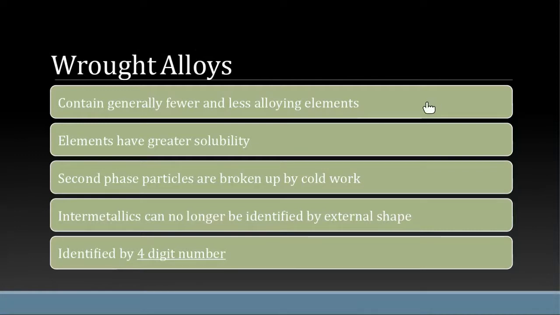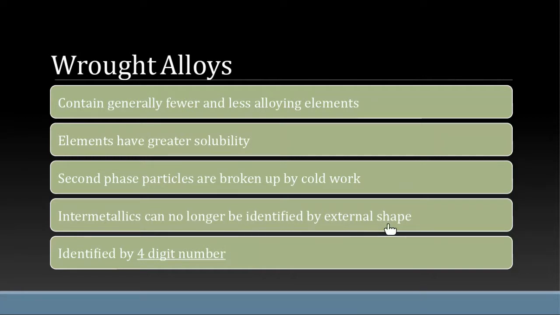Wrought alloys, generally there are fewer and less alloying elements involved in wrought alloys. Elements have greater solubility. Second phase particles are broken up only by cold working. We dealt with that with ferrous alloys and some of the alloy carbides. They do not go back into solution, so the only way to break them up is by work hardening, cold working. Intermetallics can no longer be identified by external shape.